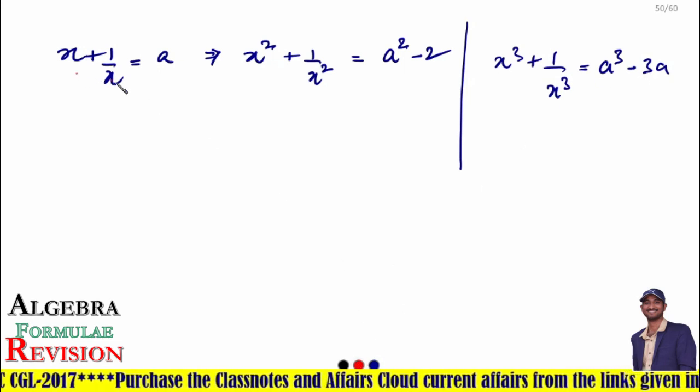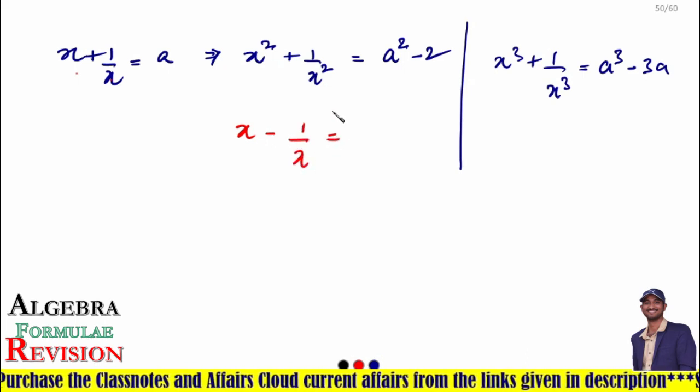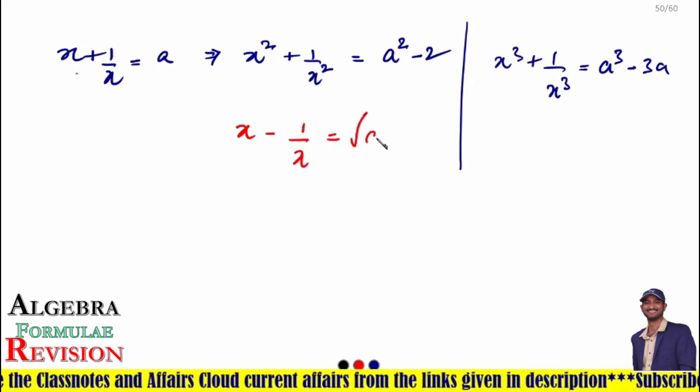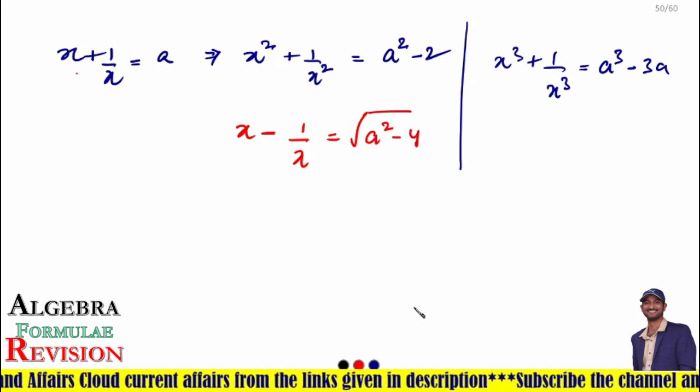And if the sum of these values is given, what is the difference of this value, x minus 1 by x? It is equal to the square root of a square minus 4.